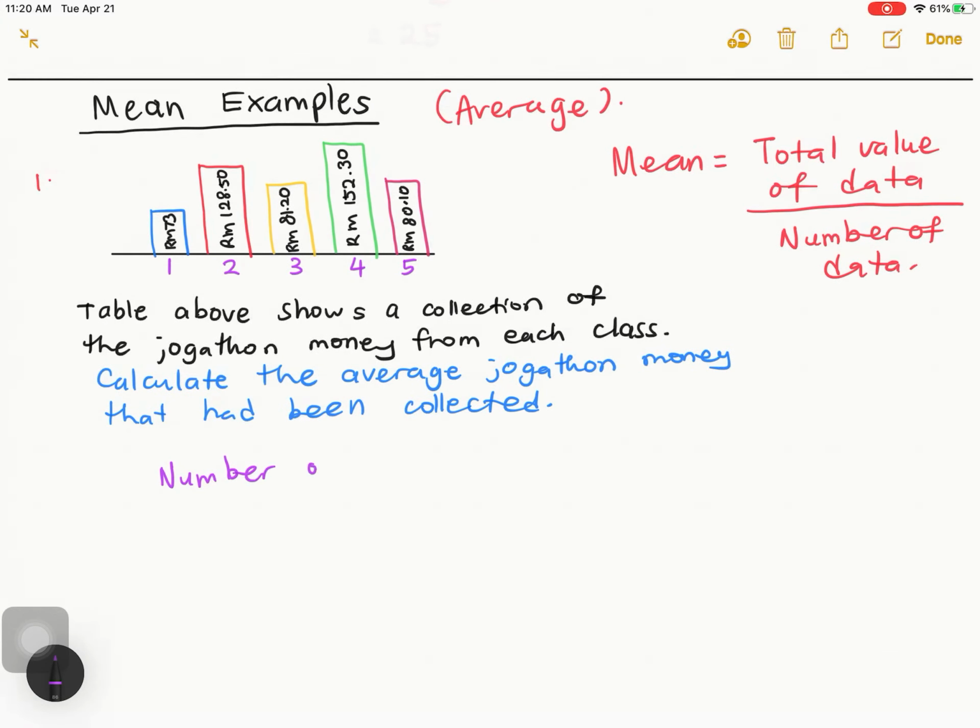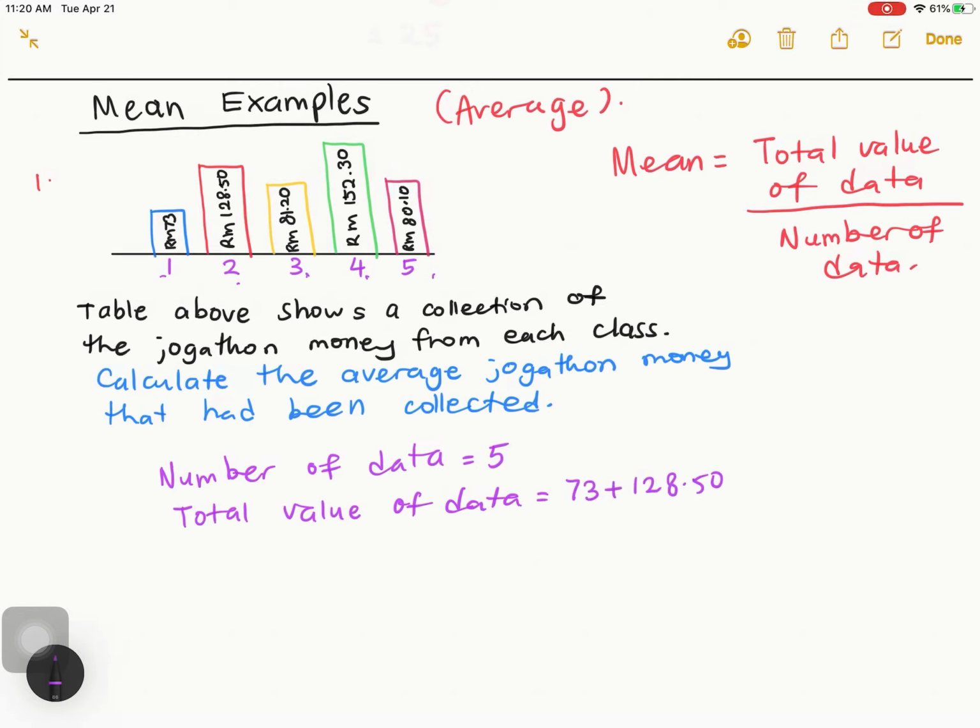We have 5 number of data. So we have to find the total value of data. In average, we want to calculate, we total all together and we divide with how many number of data we have. So the total value of data, we start with form 1 because this is the collection of jogathon money from each class. We say that this is form 1, form 2, form 3, form 4 and form 5.